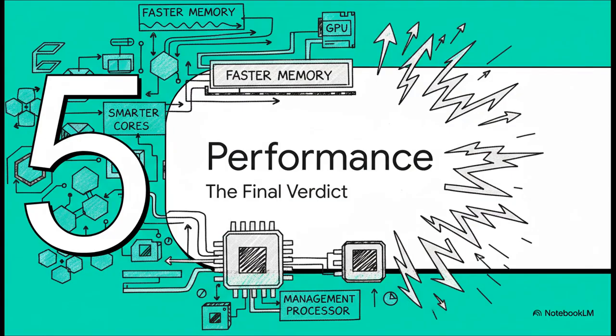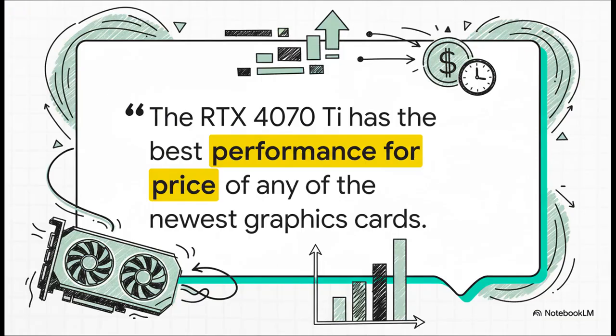So we've seen the differences in the architecture. Smarter cores, faster memory, and this new management processor. So let's pull it all together and see what the final performance verdict looks like. But first, let's give credit where it's due. The RTX 4070 Ti is a fantastic card. I mean, as TechRadar pointed out, for a long time, it's been the benchmark for performance per dollar. It is a proven, powerful, and really capable choice for all of today's AI workloads.